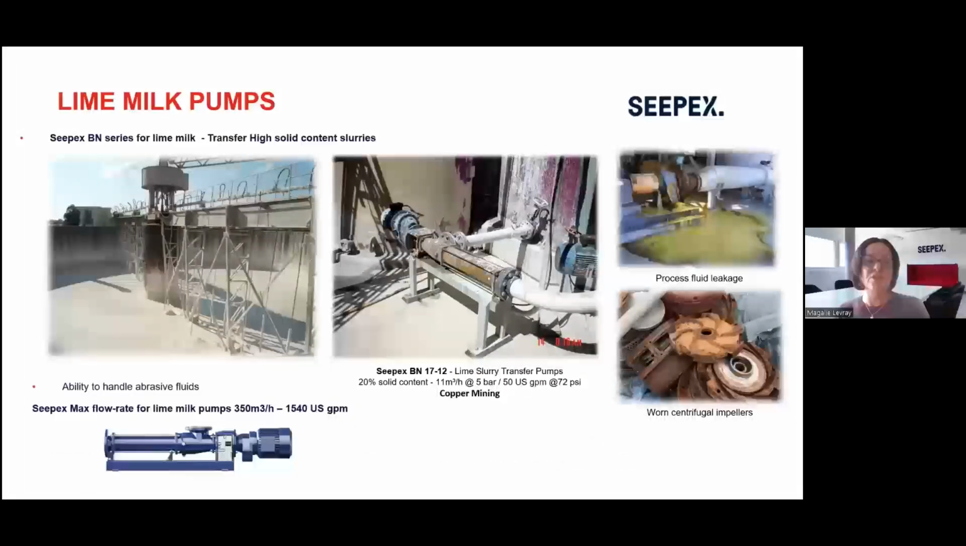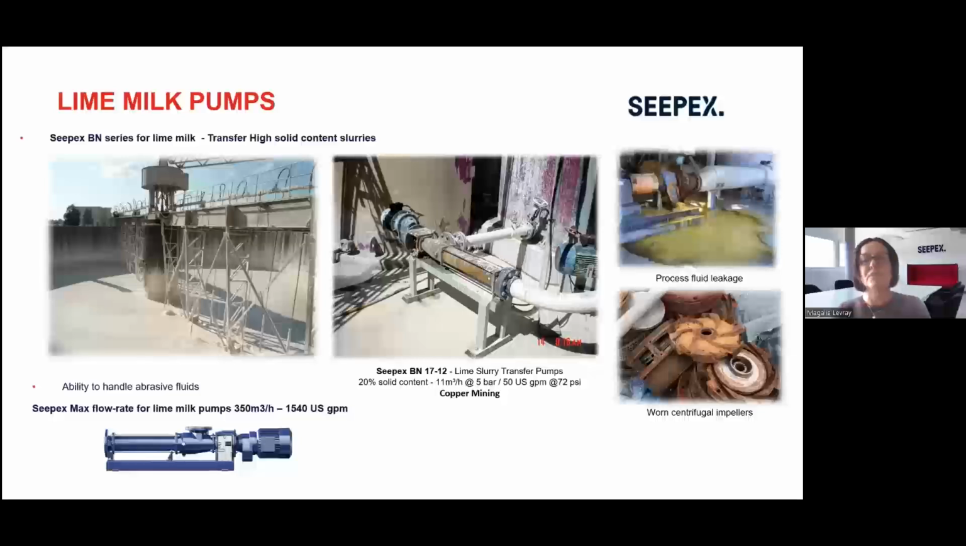Another application where we use SEEPEX pumps in the mining industry is for lime milk. Again, here the application involves the transfer of high solid content fluid. And here again, I will insist that our limitation is our maximum flow rate of 1540 US GPM or 350 cubic meters. We do not require any seal water. You see some pictures on the right-hand side.